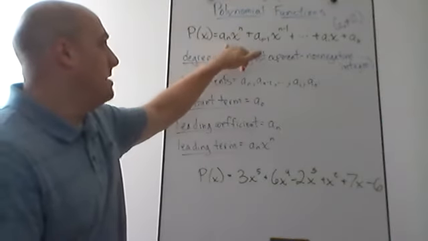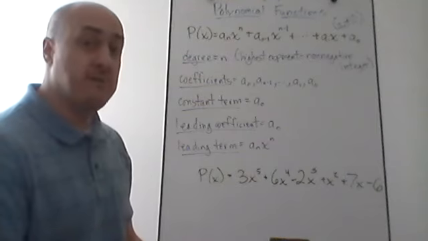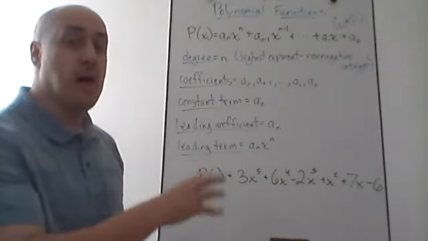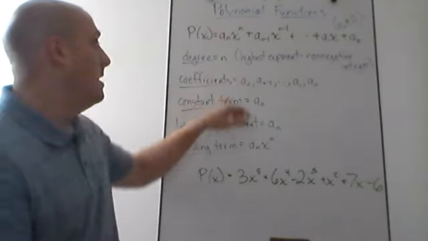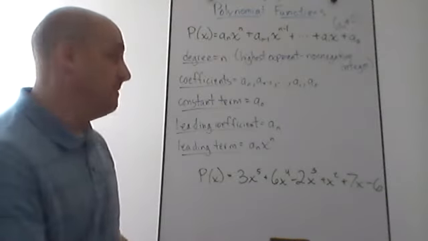Coefficients: those a sub n minus 1, a sub 1, all those numbers are what we refer to as coefficients, right? They're the numbers that are multiplying the x's raised to powers. So when we use that term coefficient, that's what we mean. It's a number that's multiplying the variable.